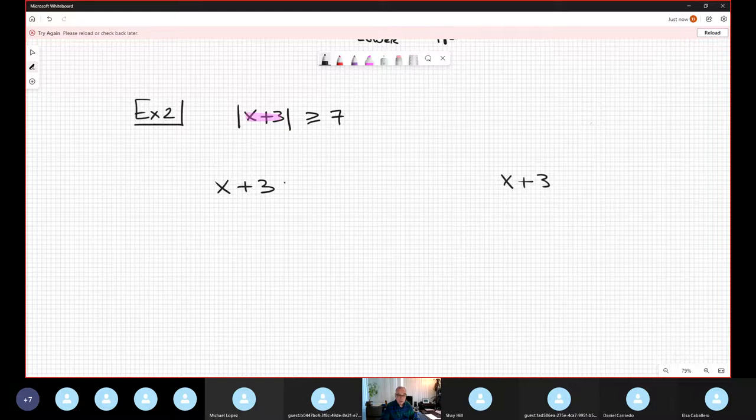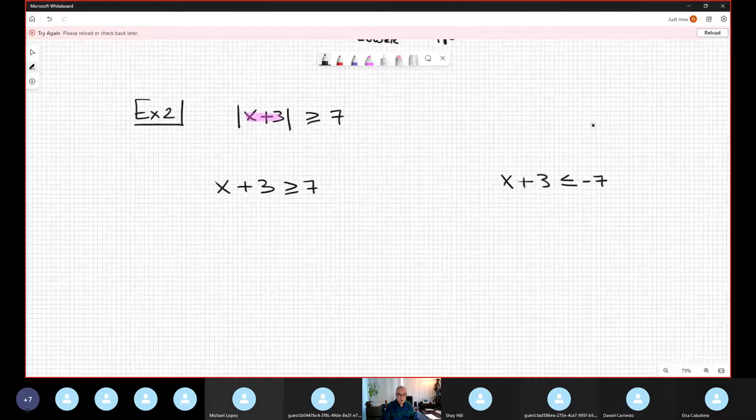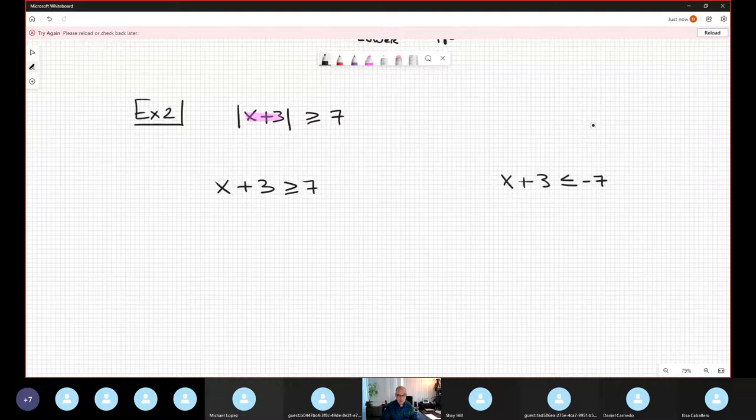One is greater than or equal to 7. It looks similar to the first case when you remove the bar. The other is exactly the given expression, but less than or equal to negative 7. I want to explain the reason why. So we convert this inequality into two inequalities, and we connect them by or. That's what we have in the compound inequality solution.